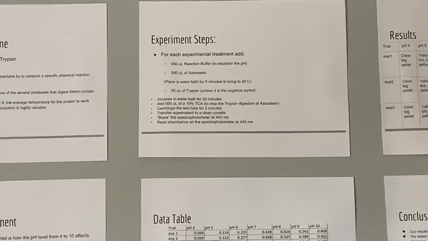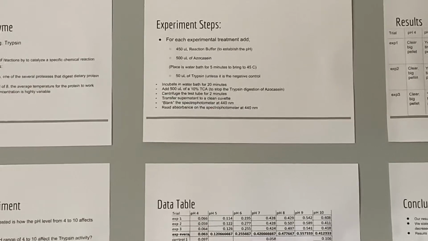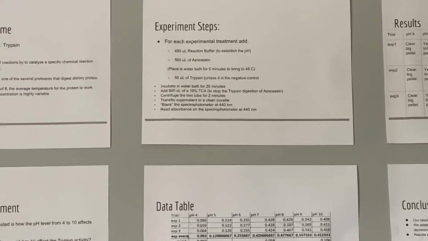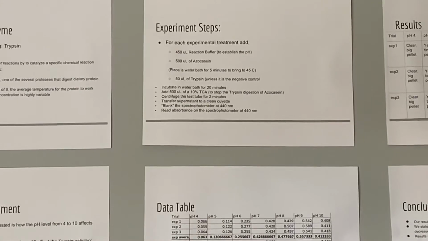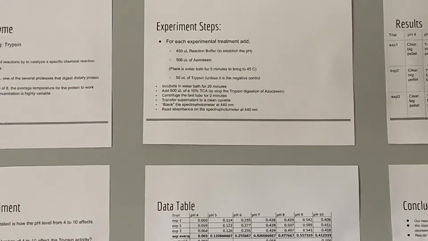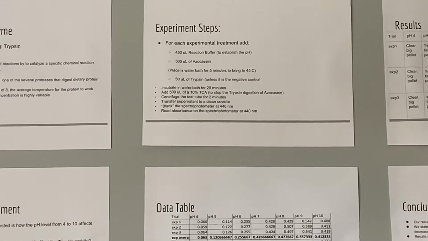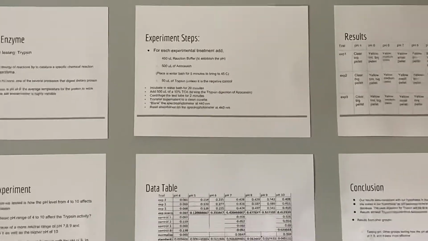Unless it was the negative control, then we did not add the trypsin in. We then placed it back into the water bath for 20 minutes. We brought it back out, added 500 microliters of 10% TCA, and the addition of the TCA was to stop the trypsin digestion of azocasein. We then centrifuged the test tube for 2 minutes to separate the digested azocasein and the supernatant. We then took the supernatant and transferred it to a clean cuvette, which we put into the spectrophotometer, and read the absorbance for each at 440 nanometers.